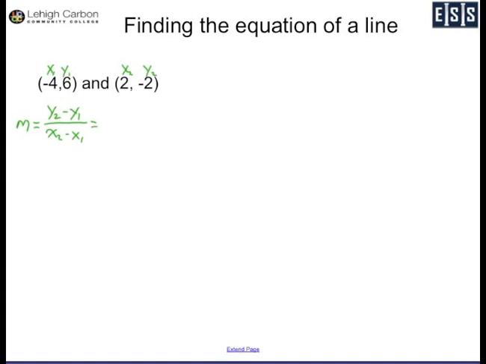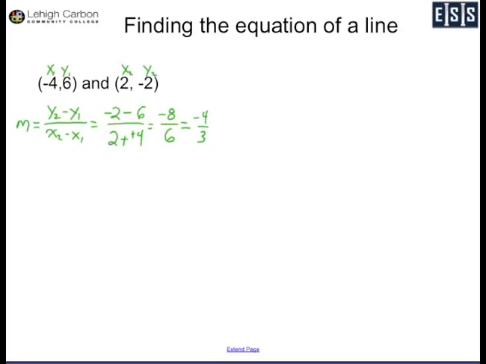So when I plug that into my slope formula, y2 is negative 2 minus y1 is 6, over x2 is 2 minus x1, negative 4. On the top, negative 2 minus 6 is negative 8. On the bottom, 2 minus negative 4, that's plus a positive. 2 plus 4 is 6. Negative 8 over 6 can reduce to negative 4 over 3.